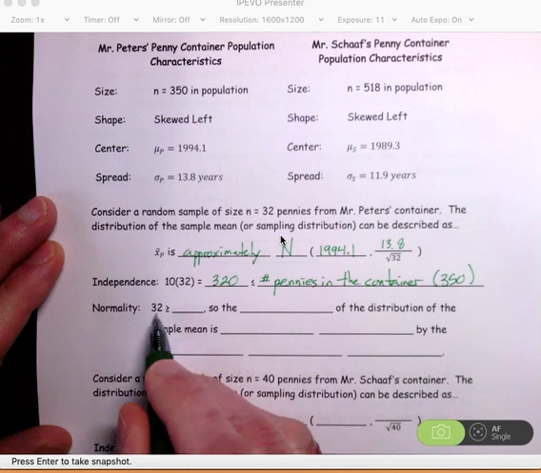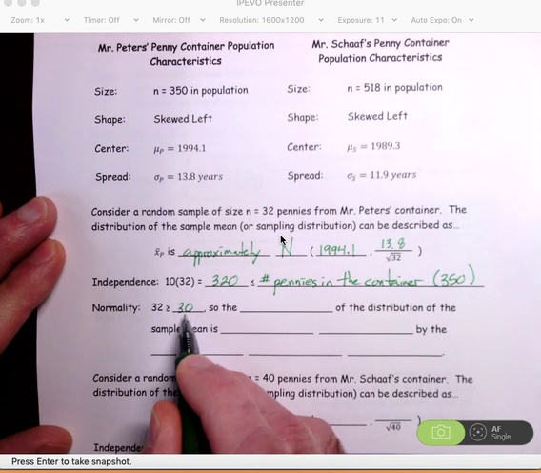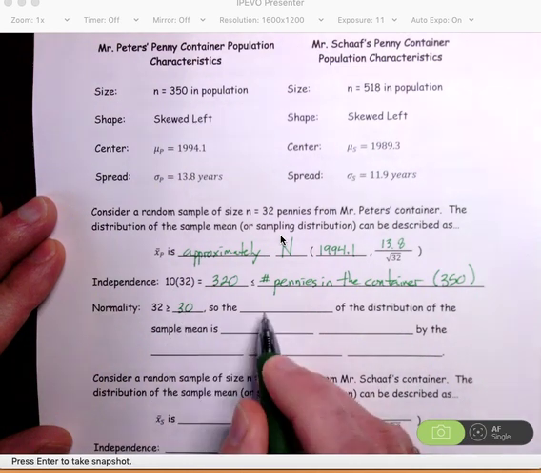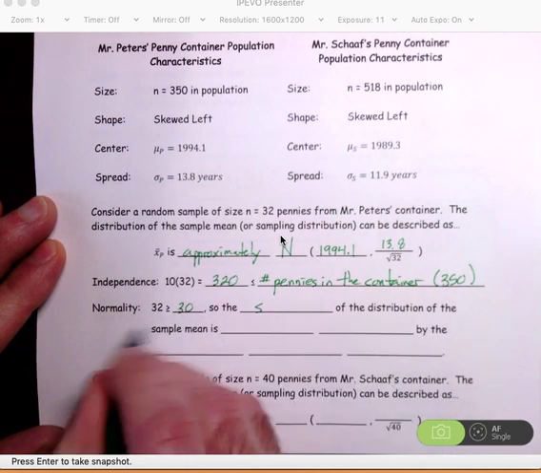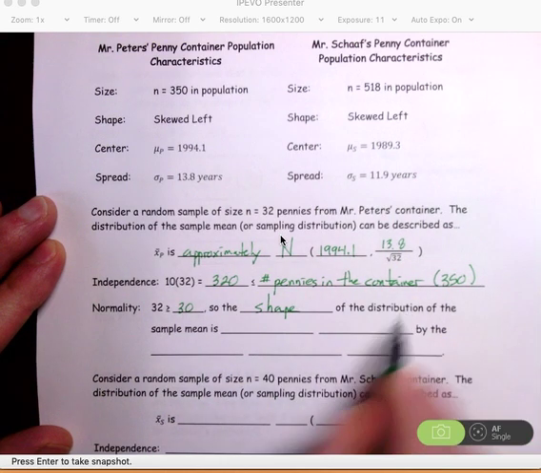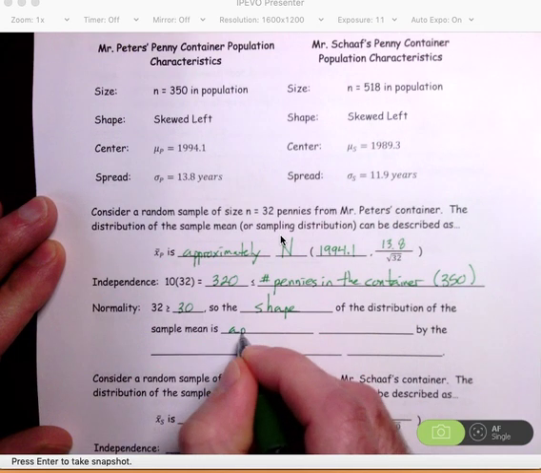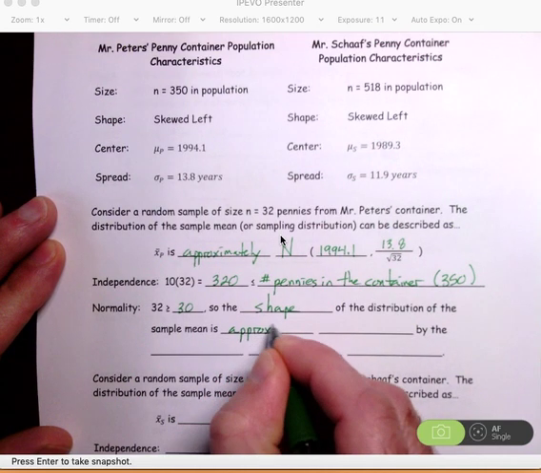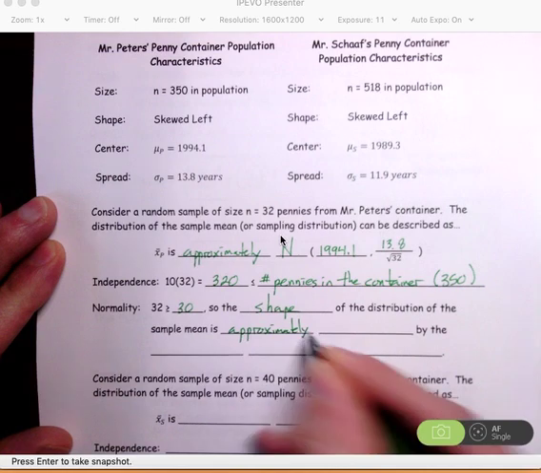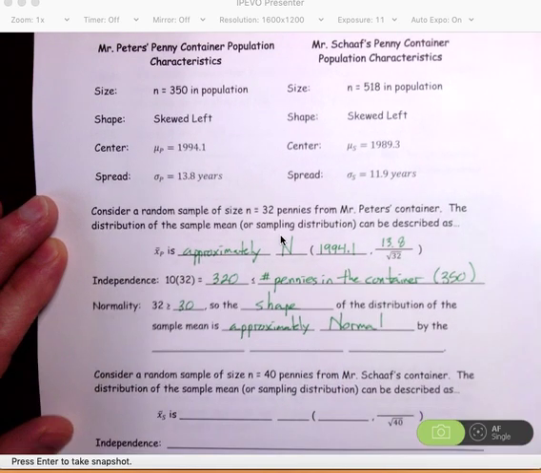And then notice 32 is considered a large sample. It's greater than or equal to 30. So what this means is the shape. This is about the shape, or this is the normality condition. The shape of the distribution of the sample mean is approximately normal. That word is really important. It is approximately normal, and that is true by the central limit theorem.